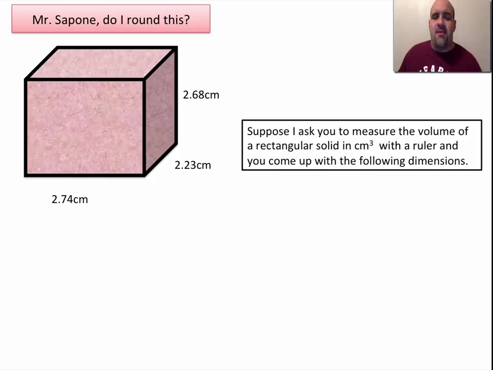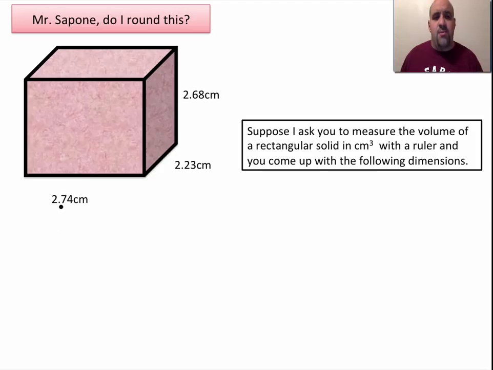Hi, Mr. Zapone here, and today we're going to look at reporting measurement values and how we're supposed to do it. Suppose you had a rectangular solid, and I asked you to tell me the volume of that rectangular solid. In order to do so, I gave you a ruler, and you measured the length, width, and height, and you came up with the following dimensions.